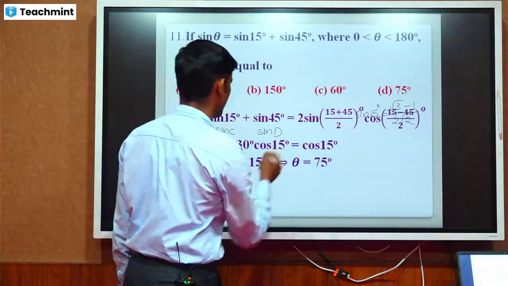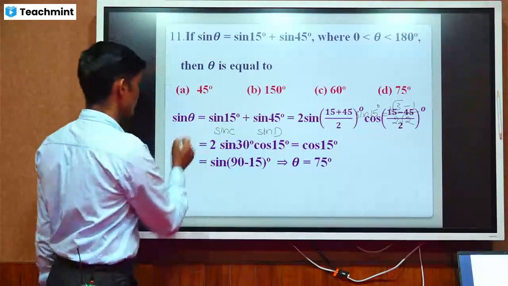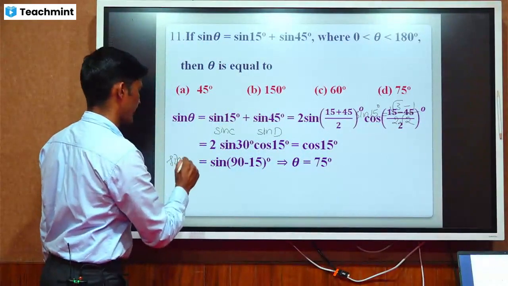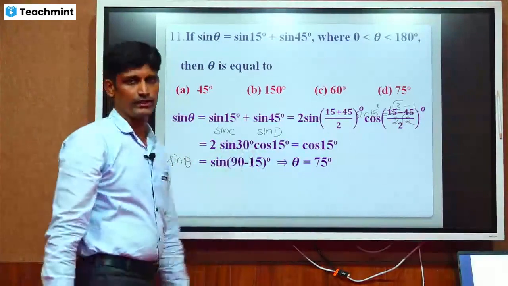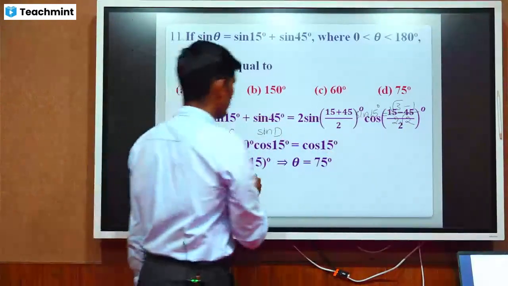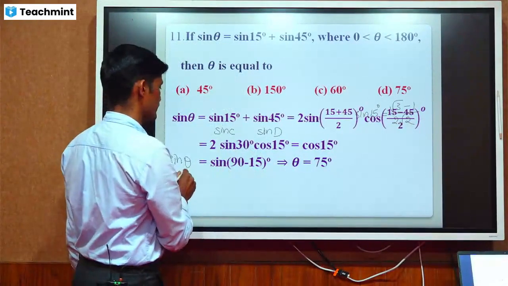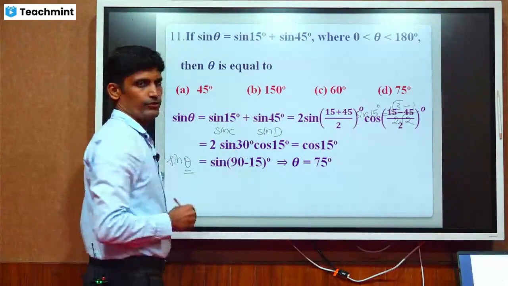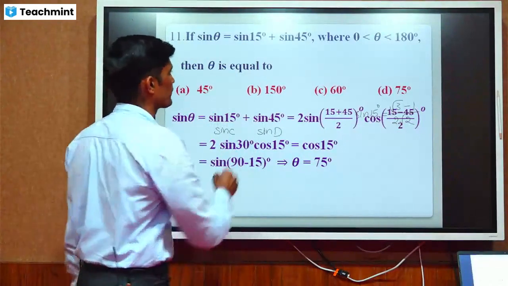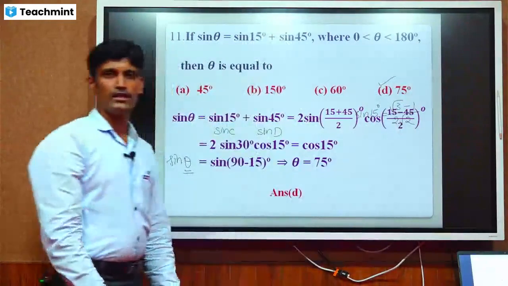Again, cos 15 degree can be written as sin of 90 degree minus 15 degree, because it is sin theta on the left side. We have to get it in terms of sin function. Therefore, cos 15 degree is equal to sin of 90 degree minus 15 degree, and that gives theta is equal to 90 minus 15, that is 75 degree. That is option D. D is the correct option.